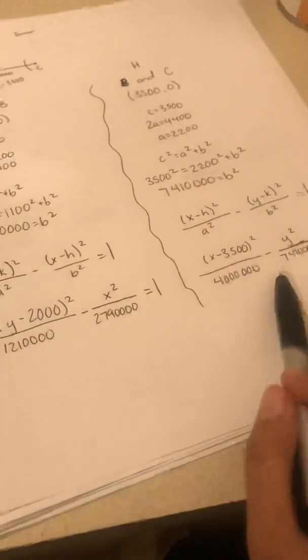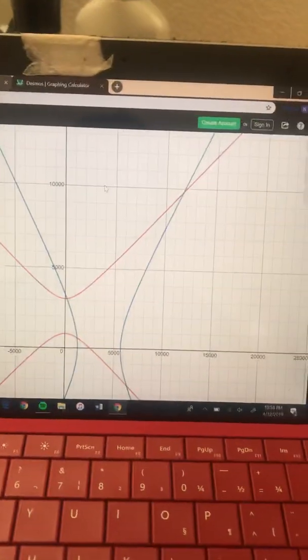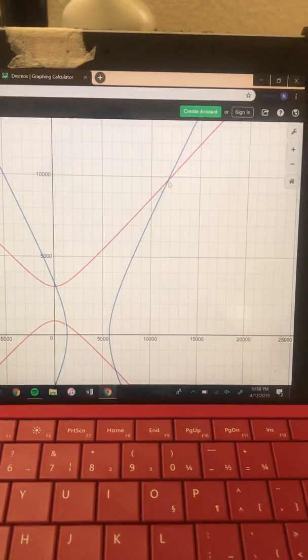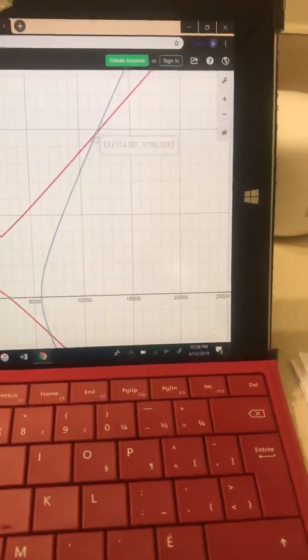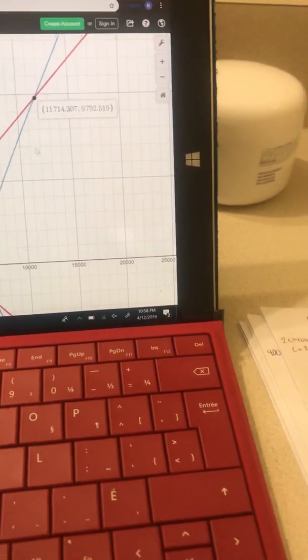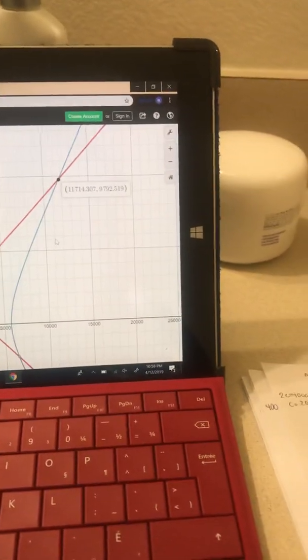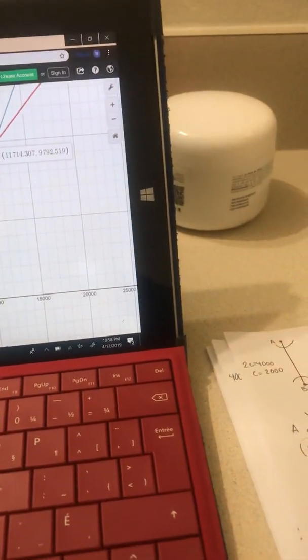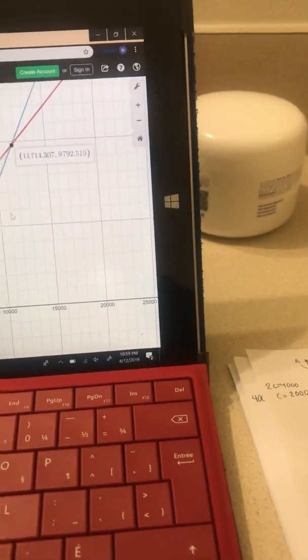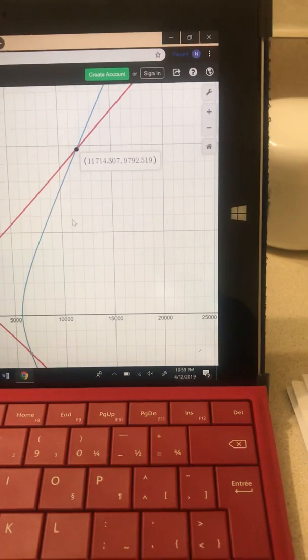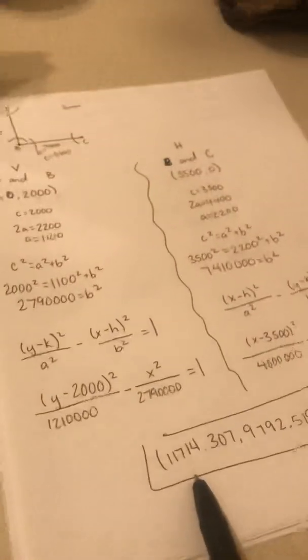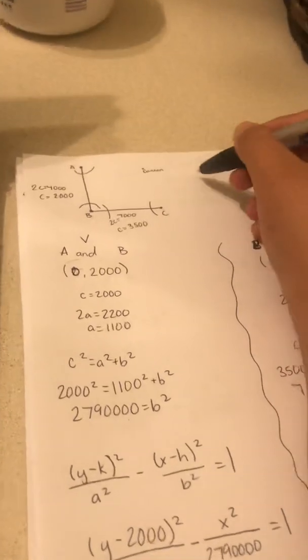So now we're going to graph these two and find the intersection. And so, as you can see, I graphed them, and the intersection is way up here. So that will be our answer. So the cannon is located at 11714.307, comma, 9792.513. That's our answer, which means the cannon is way out this direction.